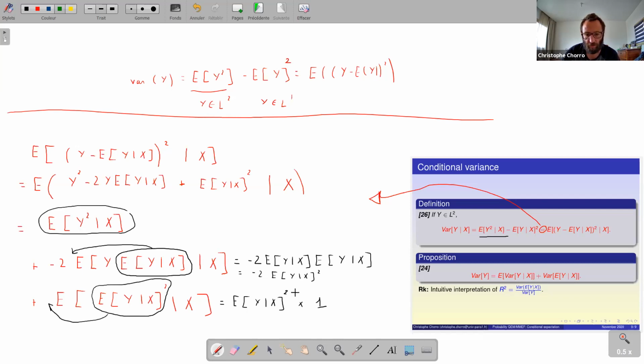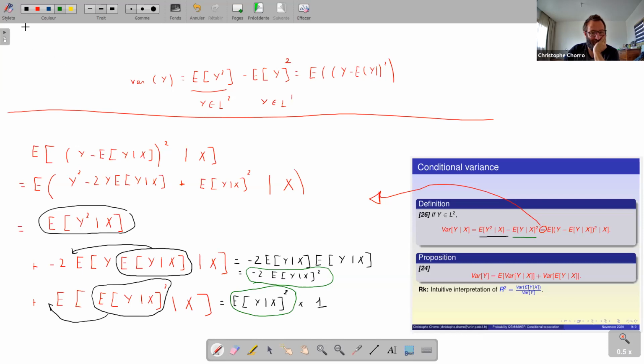If I do the sum of this term and this one, I obtain simply this one here. So I have proved this equality, that the conditional variance of y given x is equal to this expression.